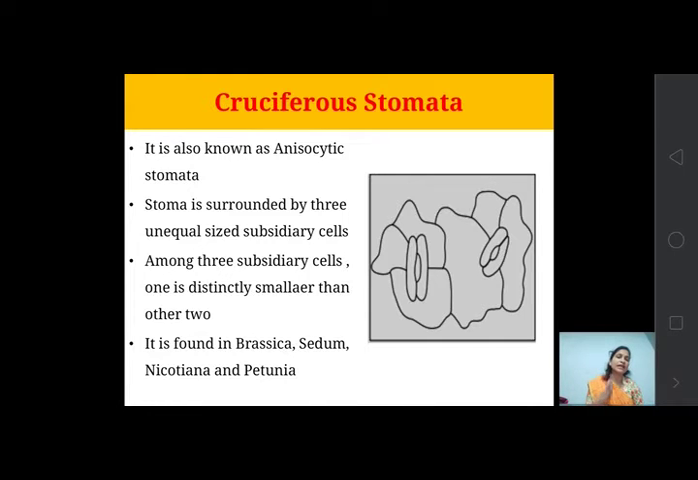So this is the second type of stomata, that is cruciferous stomata, in which three subsidiary cells are present surrounding the guard cells, and these three are unequal in size. Among the three subsidiary cells, one is distinctly smaller than the other two. Okay, so these are the guard cells, same, bean shaped or kidney shaped.